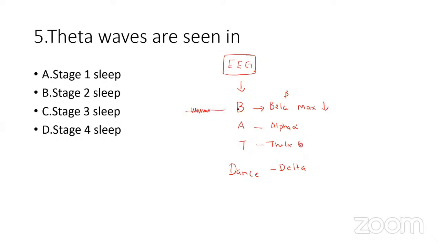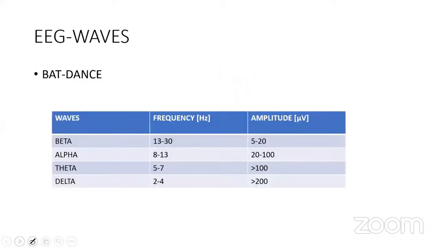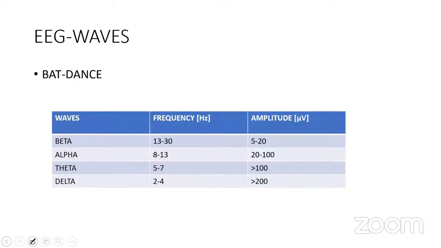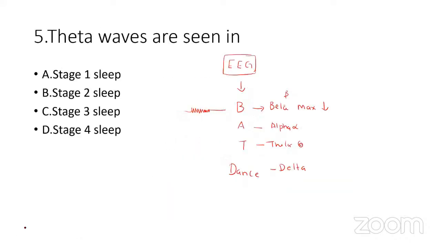So beta waves are actually coming from the frontal region of the brain. We get these beta waves when I'm awake, alert, eyes open, focusing and concentrating, from the frontal region. Then the next wave is alpha waves.